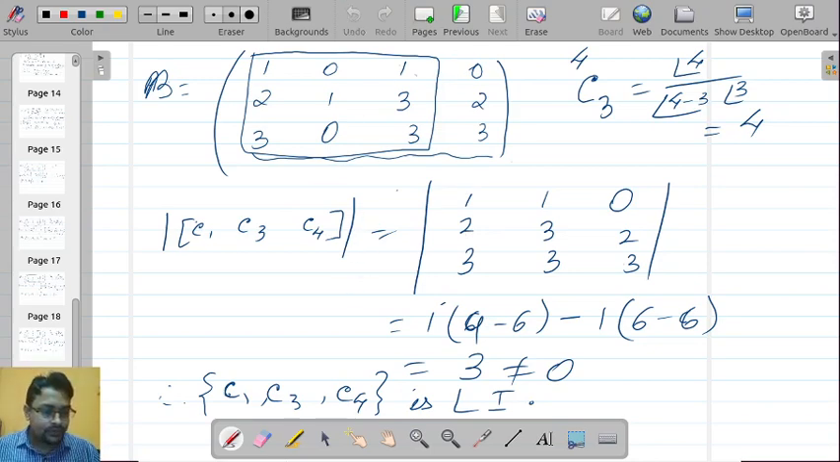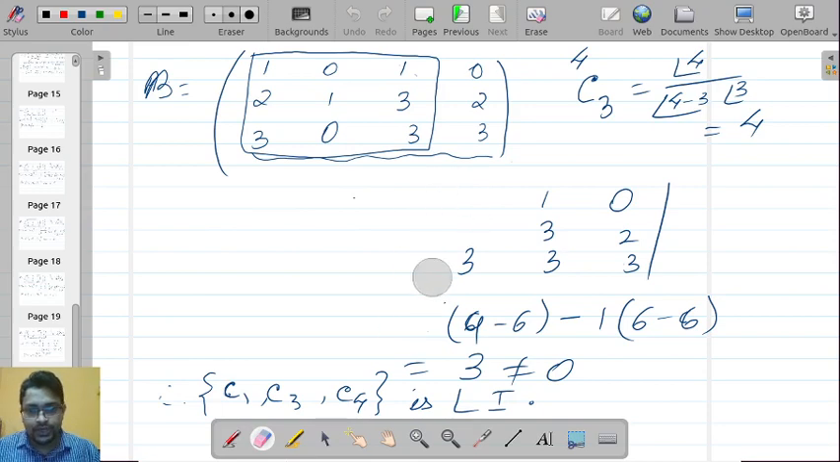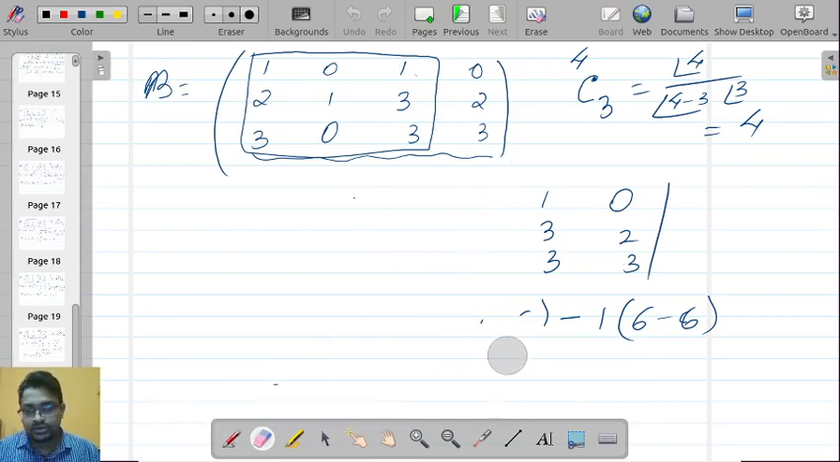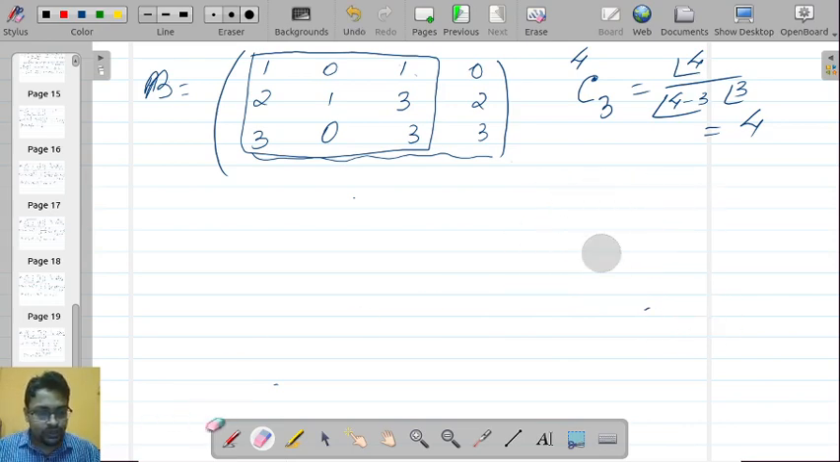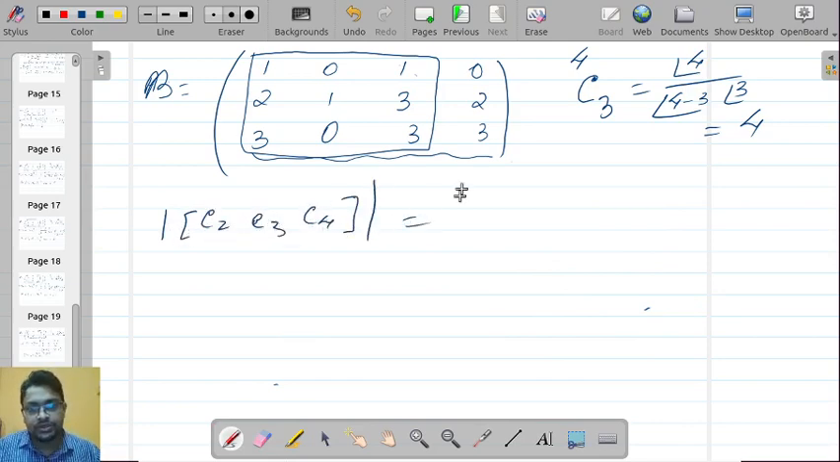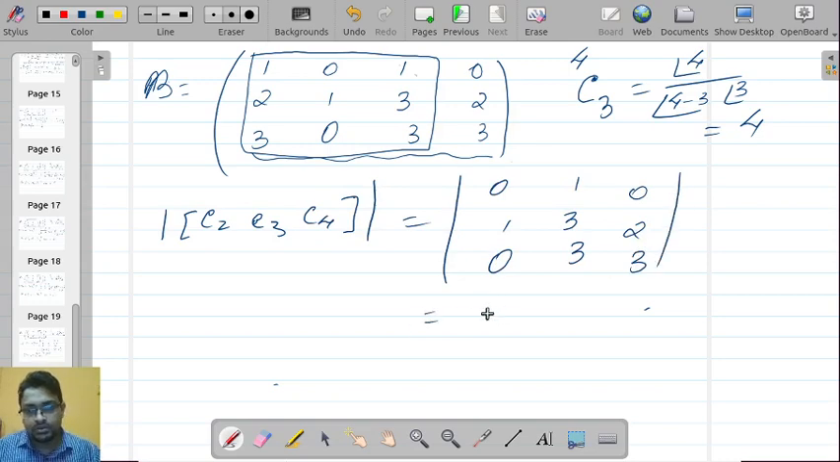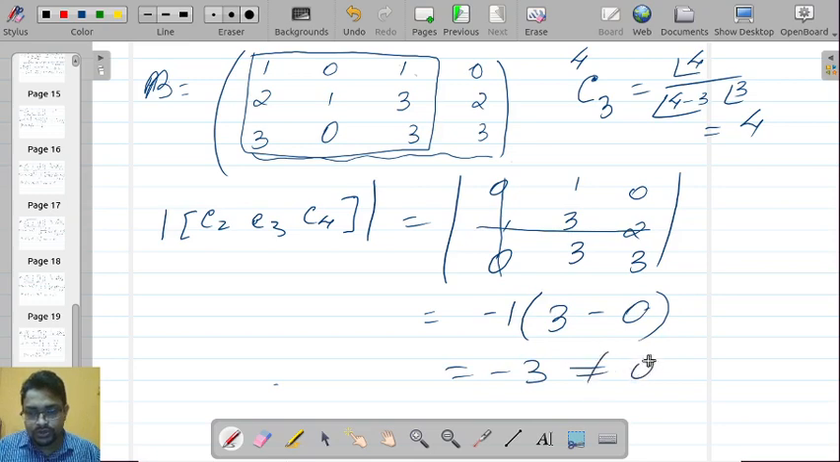Next I have to check another one, that is C2, C3, C4. That is the last one. Three combinations we have already checked. So what is the determinant of C2, C3, C4? This submatrix is 0, 1, 0, 1, 3, 3, 0, 2, 3. If I expand by the first column, here I have to write minus 1, minus 1 to the power i plus j. Please revise determinants. So 3 minus 0, this is equal to minus 3, which is non-zero. So these columns C2, C3, C4 are also linearly independent.